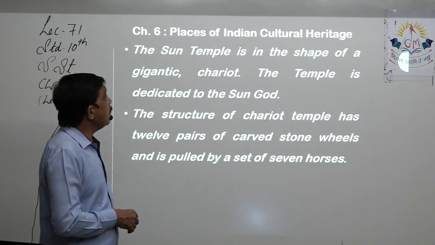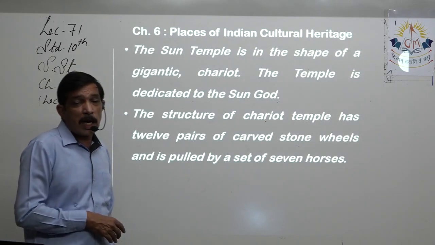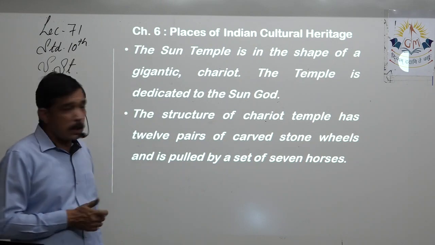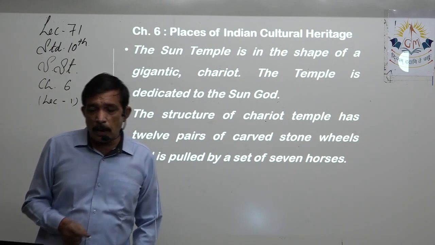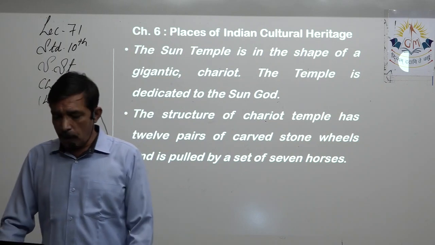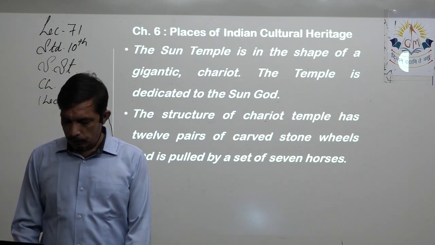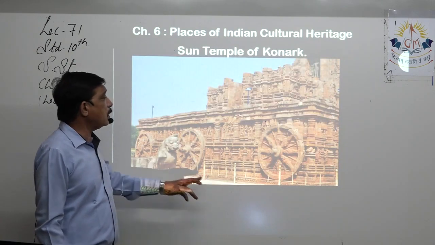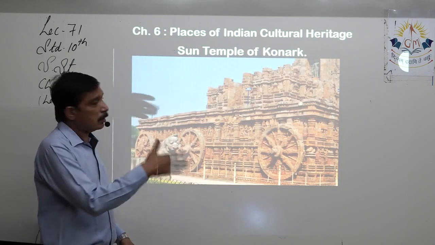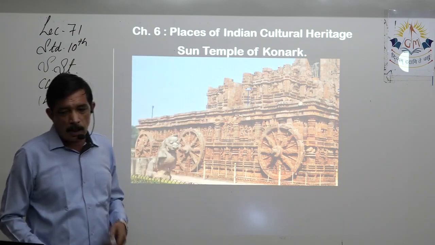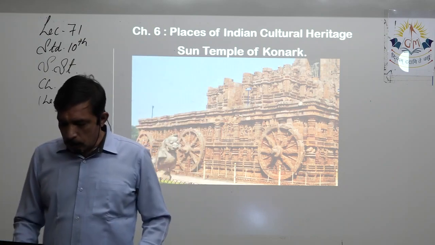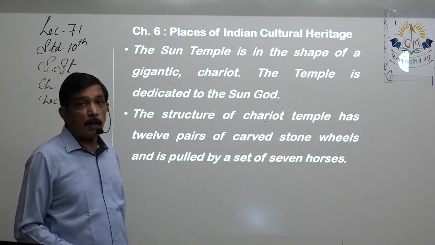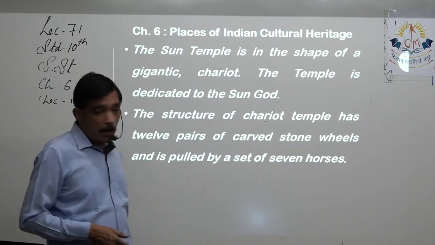Now the Sun Temple is in the shape of gigantic chariot, that is a rath. The temple is dedicated to the Sun God. Structure of chariot temple has 12 pairs of carved stone wheels. ऐसे व्हील कितने हैं? 12. यहाँ 3 दिखते हैं, राइट? उसके पीछे 3, यस, और आगे भी स्ट्रक्चर चला जा रहा है. So it has a total of 12 wheels, 6 on each side. Yes, बराबर होना चाहिए. 6 on each side.